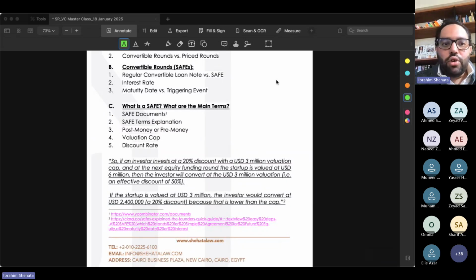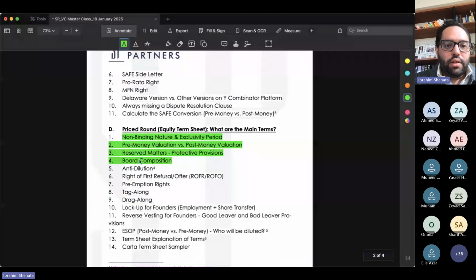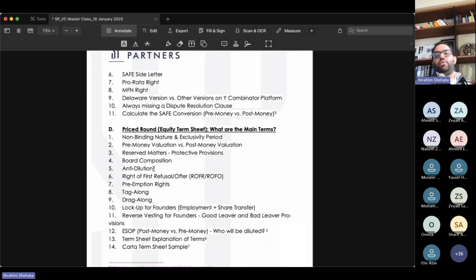Okay. So going back to the document. Anti-dilution is one of the tricky things, but I need to make sure that everybody understands when anti-dilution gets triggered. So anti-dilution gets triggered when there's a down round. What does this mean? What does a down round mean?